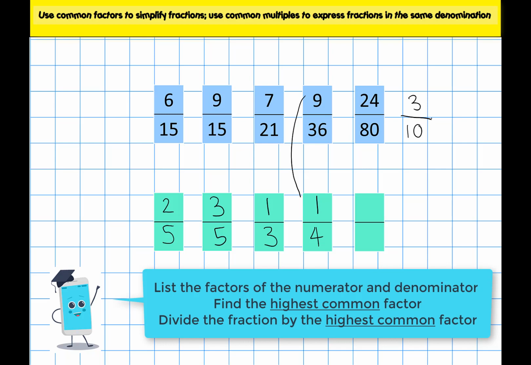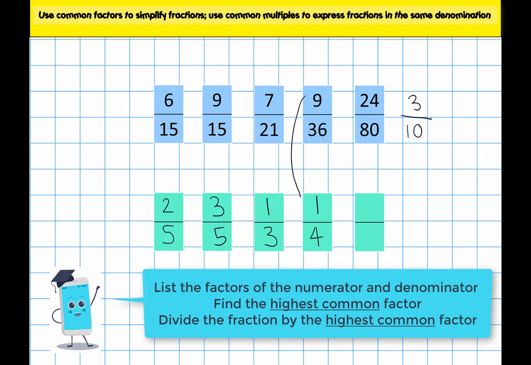Okay, I can't halve it again. My 10 will halve, but my 3 won't. And we cannot have a part number, a decimal or a fraction number as a numerator or a denominator. The numerator and the denominator both need to be whole numbers.